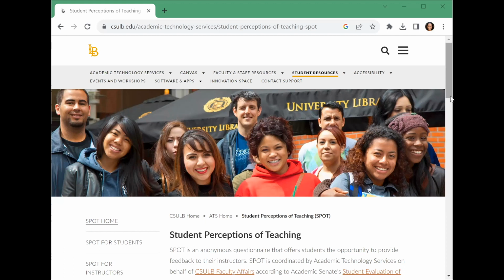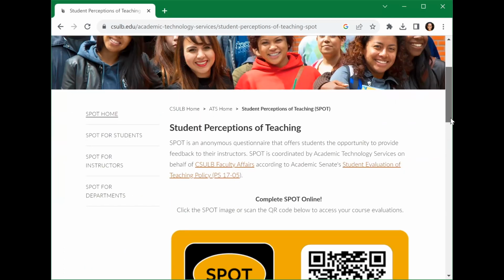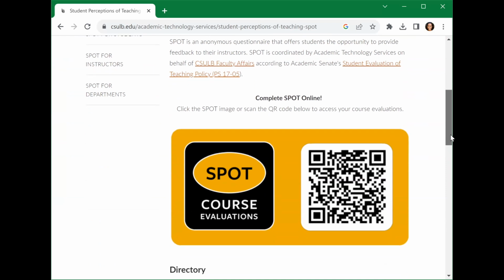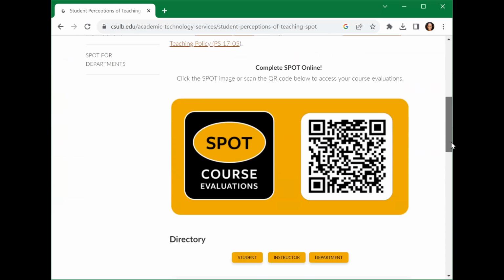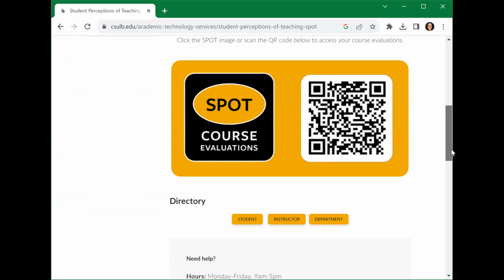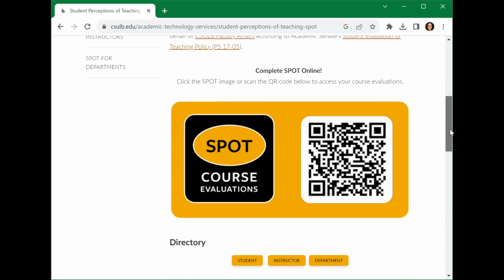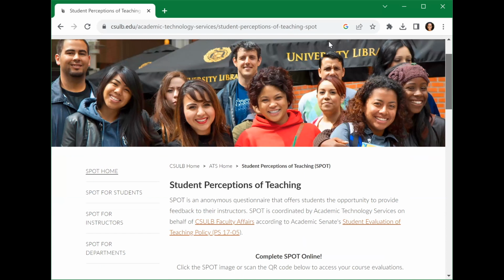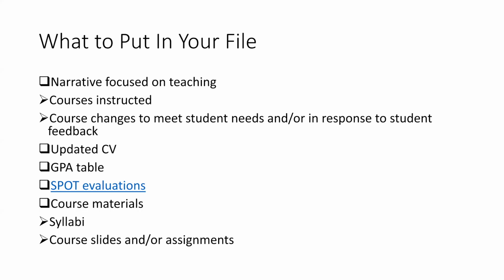Student perceptions of teaching is an anonymous questionnaire that offers students the opportunity to provide feedback to their instructors. It's collected at the end of every class instructed. As you teach classes, you want to make sure that you are encouraging students to take these evaluations and then that you are reading those evaluations and appropriately integrating feedback to improve your teaching practice. Lastly, your file should include course materials, including syllabi, course slides, and/or assignments that illustrate how you are teaching content in your courses.